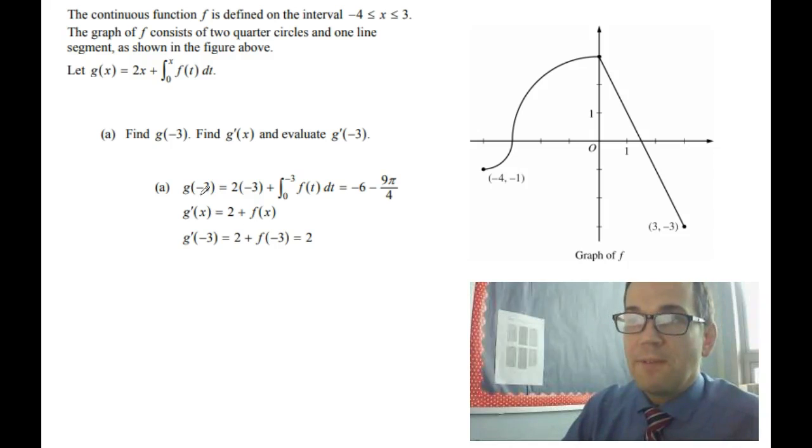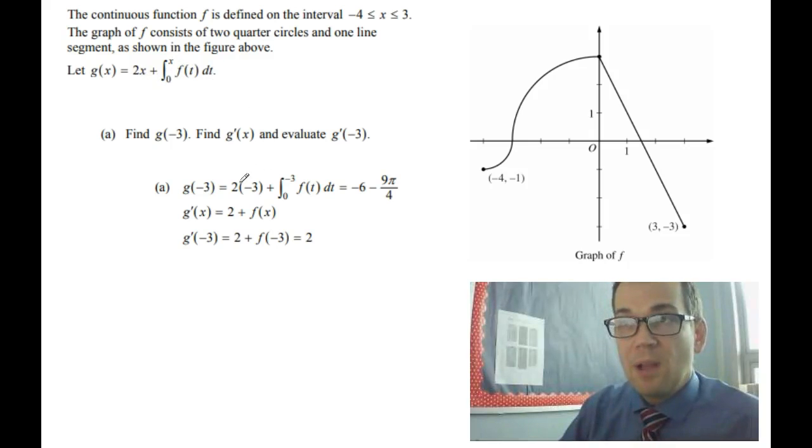To find g of -3, we're going to go ahead and take -3 and replace every x we see with a -3. So 2x plus the integral from 0 to x of f of t dt becomes 2 times -3 plus the integral from 0 to -3 of f of t dt. And then, of course, 2 times -3 gives us a -6. And then this is coming from the idea that we're going to integrate from 0 to -3.